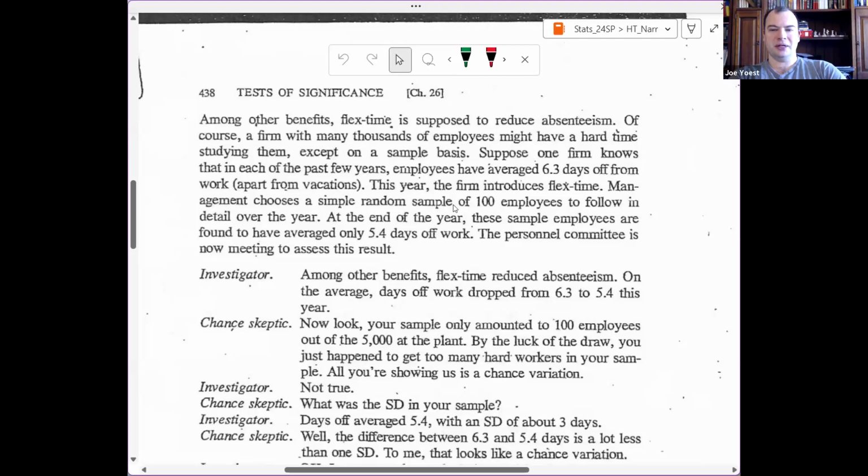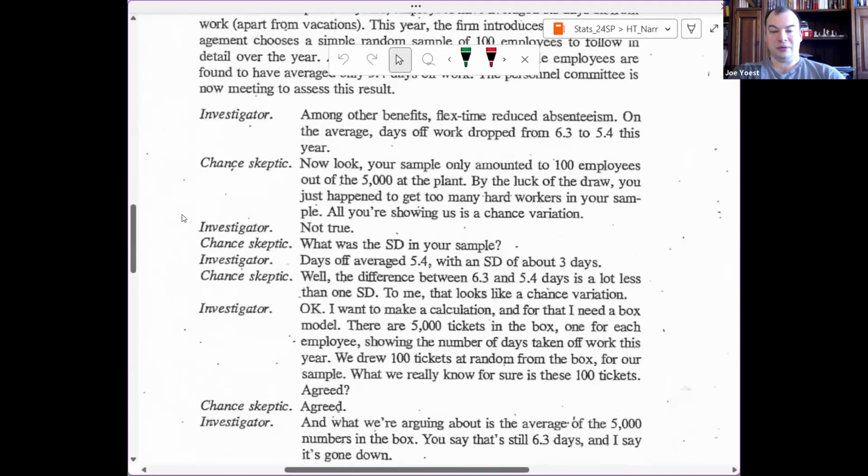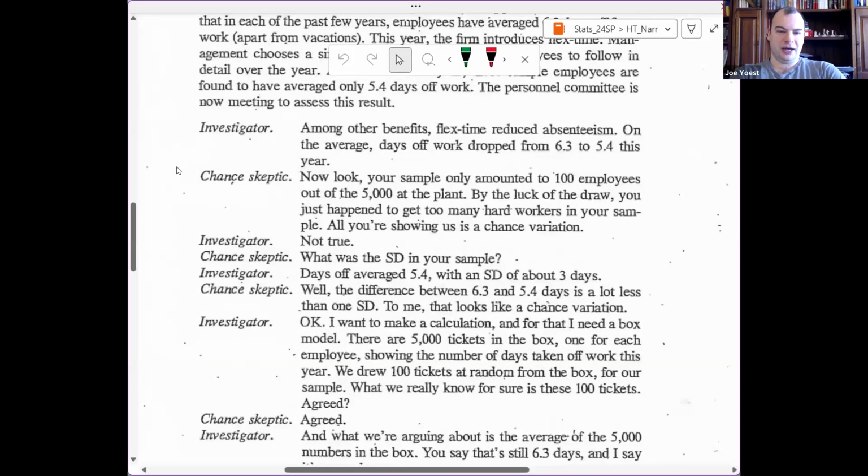Management chooses a simple random sample of 100 employees to follow in detail over the year. At the end of the year, these sample employees are found to have averaged only 5.4 days off work. The personnel committee is now meeting to assess this result. And we have a narrative here between 2 folks, the, quote, investigator and the, quote, chance skeptic.